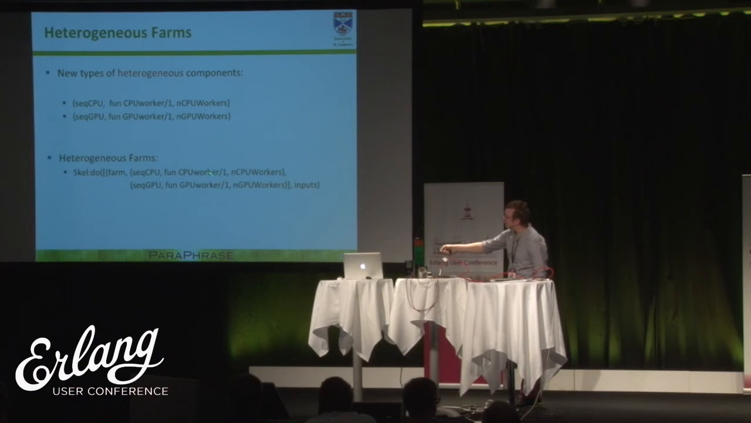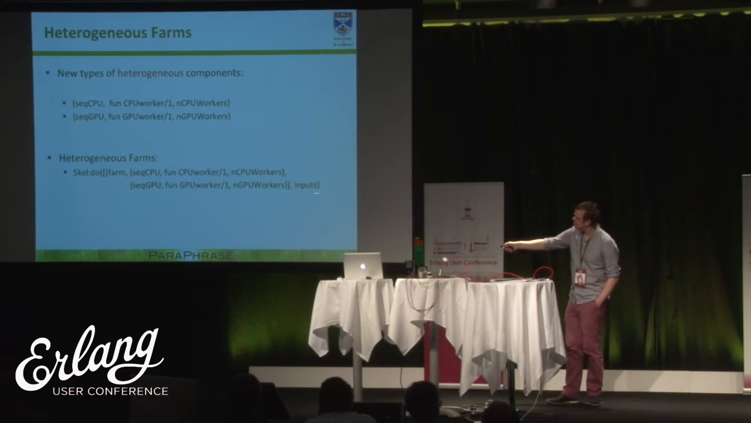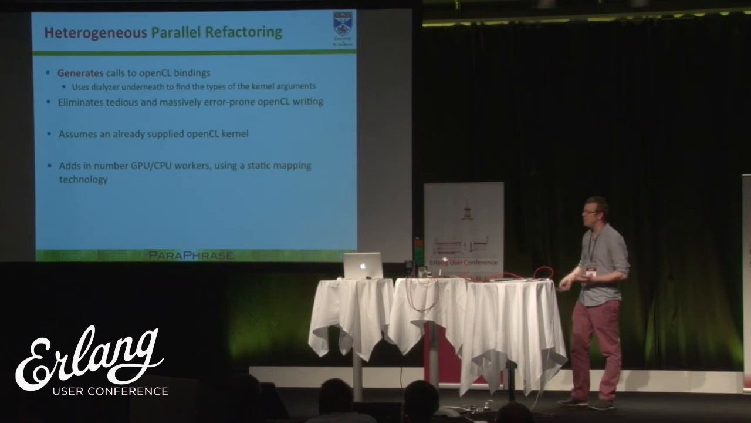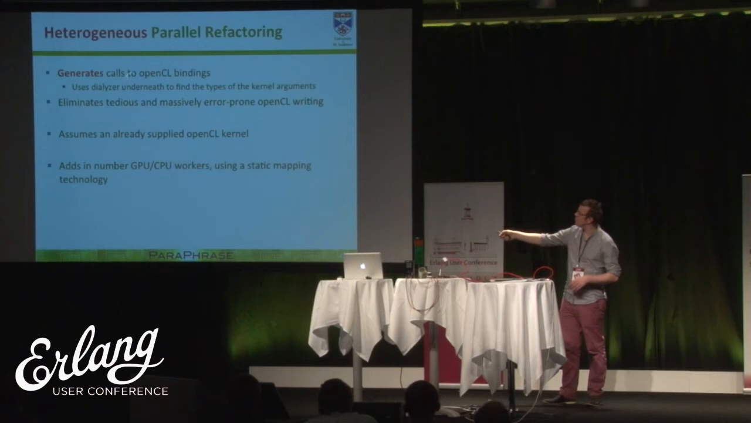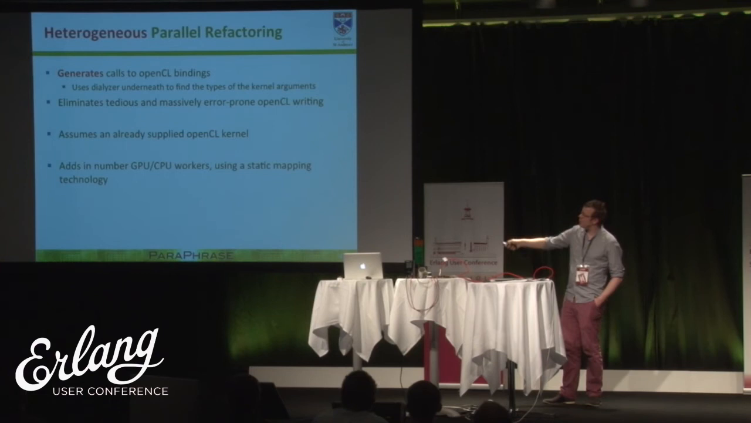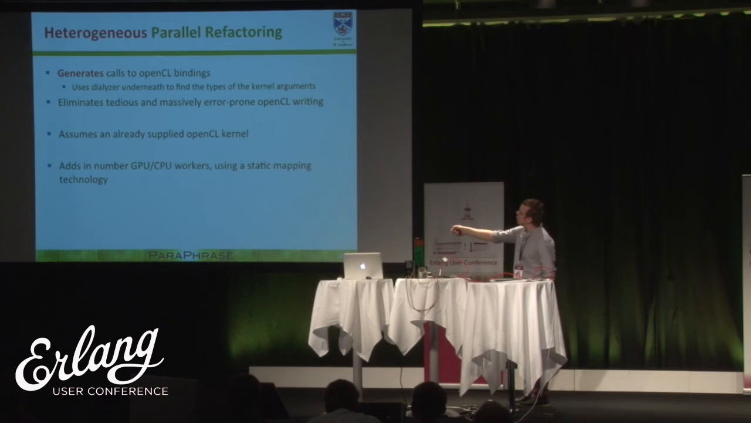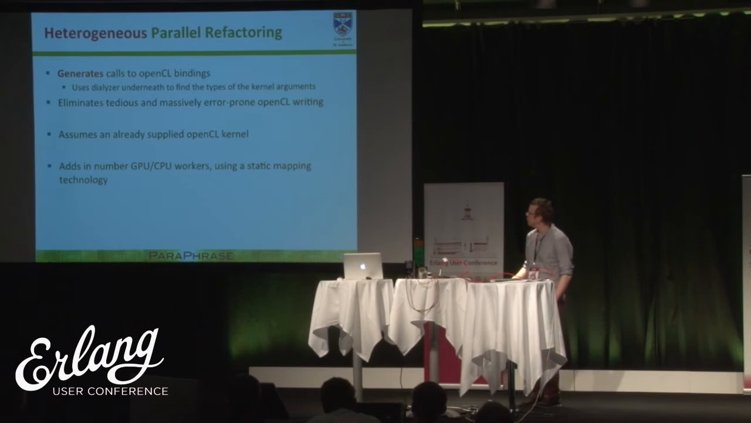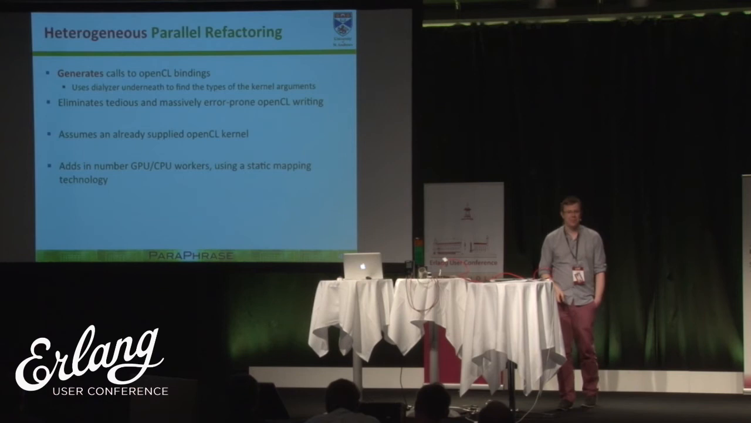And you can wrap these like you did before, so you can build a farm where you have some CPU workers and some GPU workers together with some input, just like you did before. But more than that, we're going to use refactoring tools again to generate this. So the OpenCL bindings that I showed you right at the start of the talk, you can get all of this for free because the tool can just generate this. What it does is it uses tools underneath, like Dialyzer, to get types and things of kernel arguments. And then it just generates all of these OpenCL bindings. At the moment, you still have to provide a kernel, but perhaps that will change at some point in the future. But it eliminates all of this horrible, tedious, and very error-prone writing of OpenCL, I think.